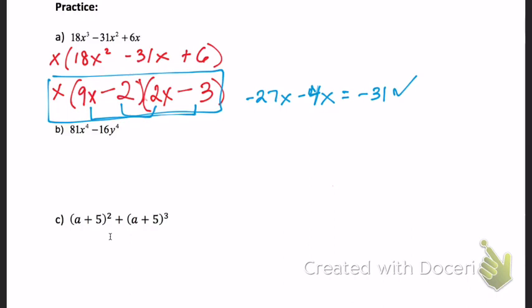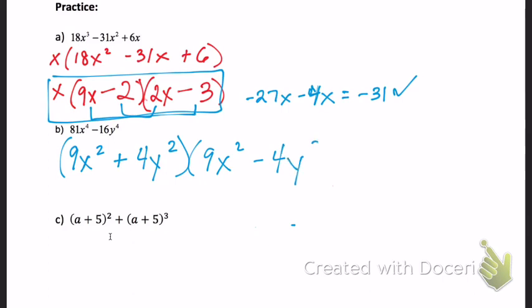Okay, B is only 2 terms, so what does that mean when it's 2 terms? It's probably a difference of squares. So I'm going to take the square root of the first term, and that would be what? 9x squared. And what's the square root of the second term? 4y squared. And then I'm going to rewrite it, minus. And there's nothing else I can do, so I leave it.